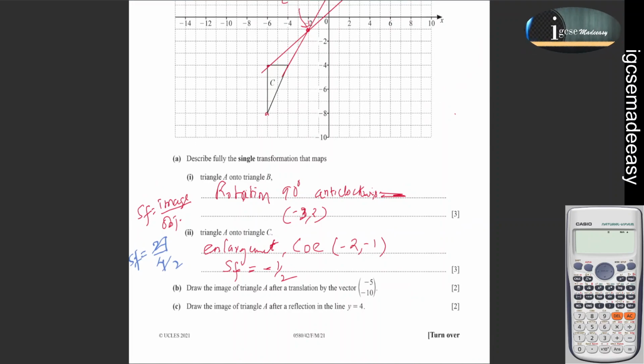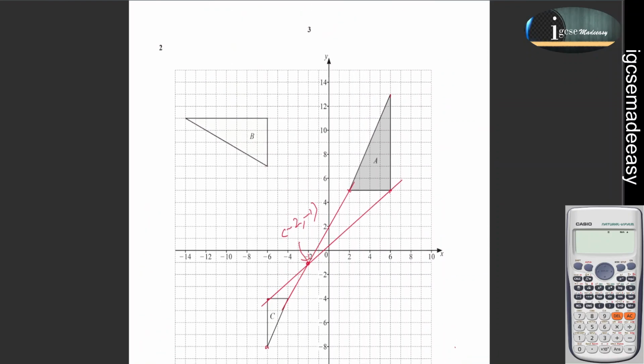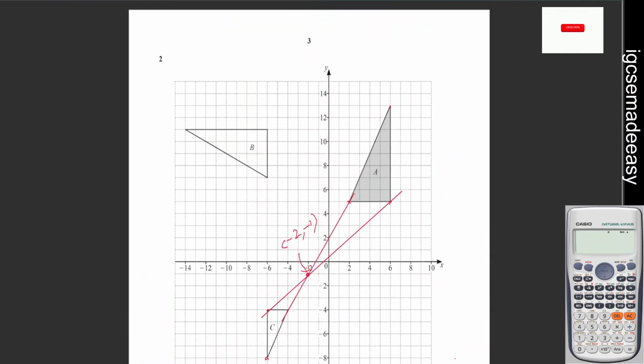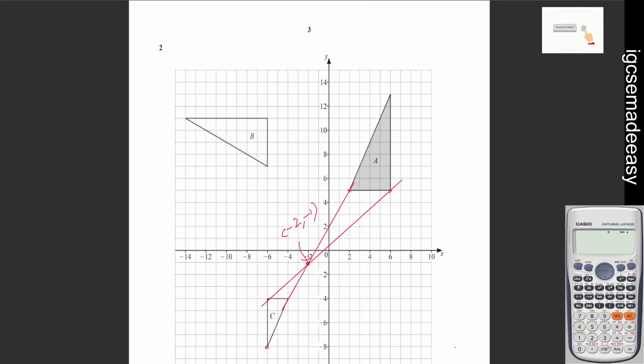Part B. Draw the image of triangle A after translation by vector -5, -10. So translation means shifting. The column vector is given as -5 and -10. So it will shift. Any point you can select. Let's say I'm taking this point. This point will be shifting -5 units towards the x-axis, left side. So -5 means this is one, this is 1 2 3 4 5, right? Now this point is here.